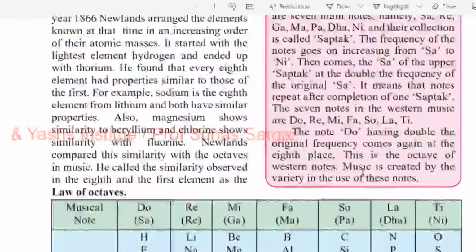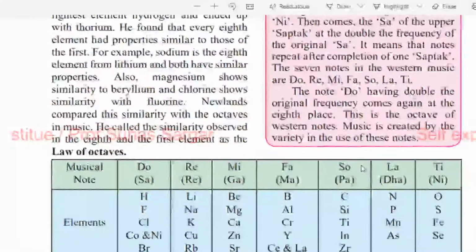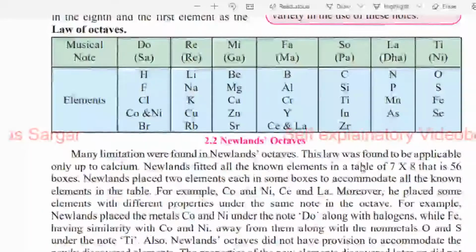The 7 notes in Western music are Do, Re, Mi, Fa, So, La, Ti. The note Do, having double the original frequency, comes again at the 8th place, and this is the octave of Western notes. Music is created by the variety in the use of these notes. Box closed.